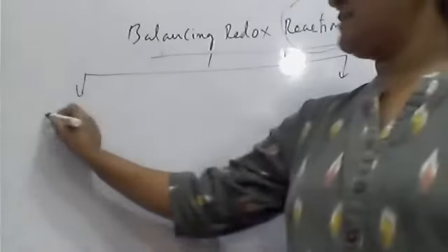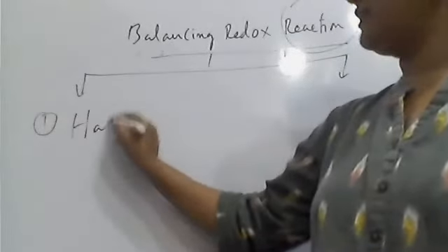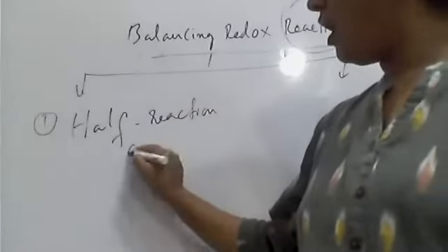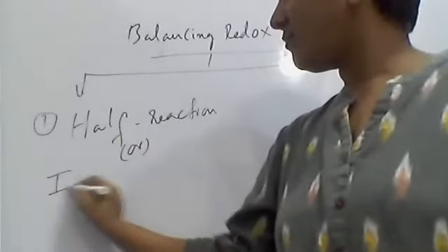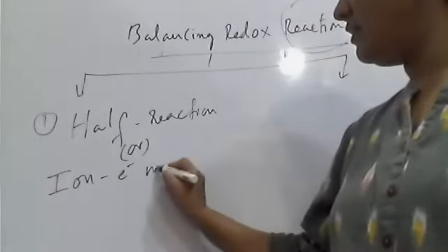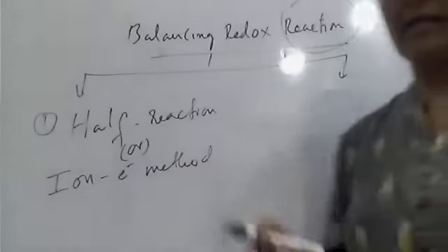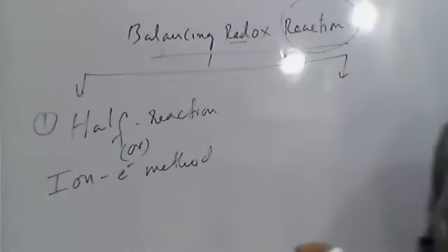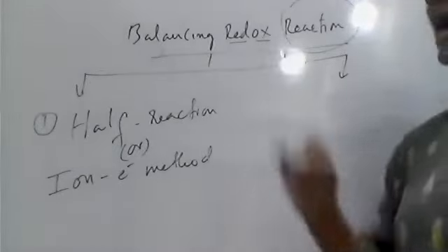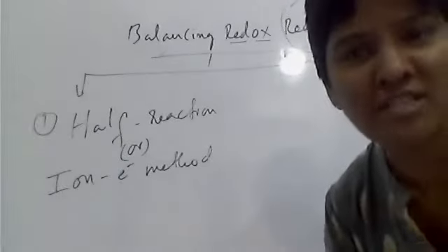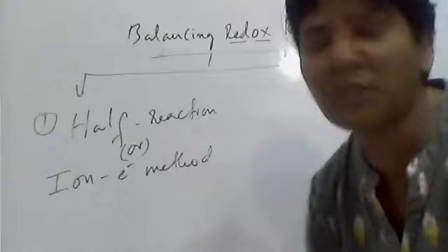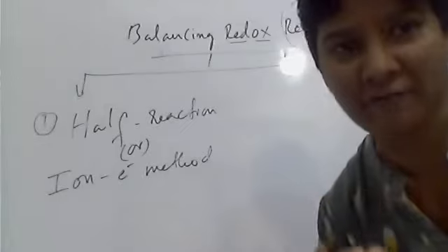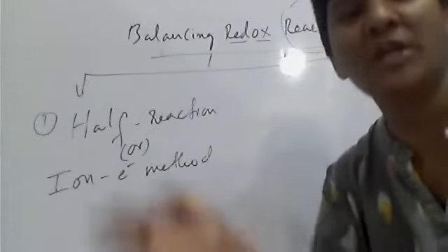The one is called the half reaction method, or it is also called the ion electron method. Why? Because everyone knows that a redox reaction contains the reduction half reaction and the oxidation half reaction. So you first have to separate the redox reaction into two half reactions, and after balancing both, you have to combine.